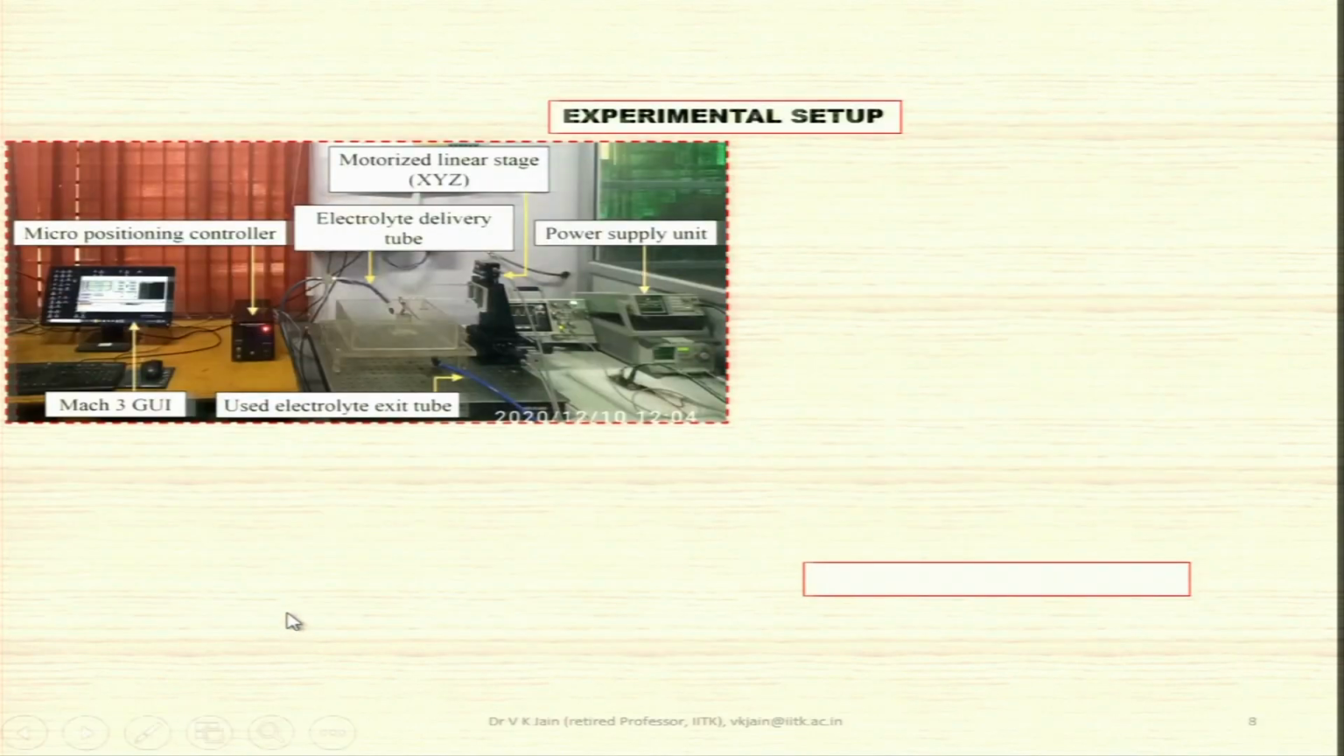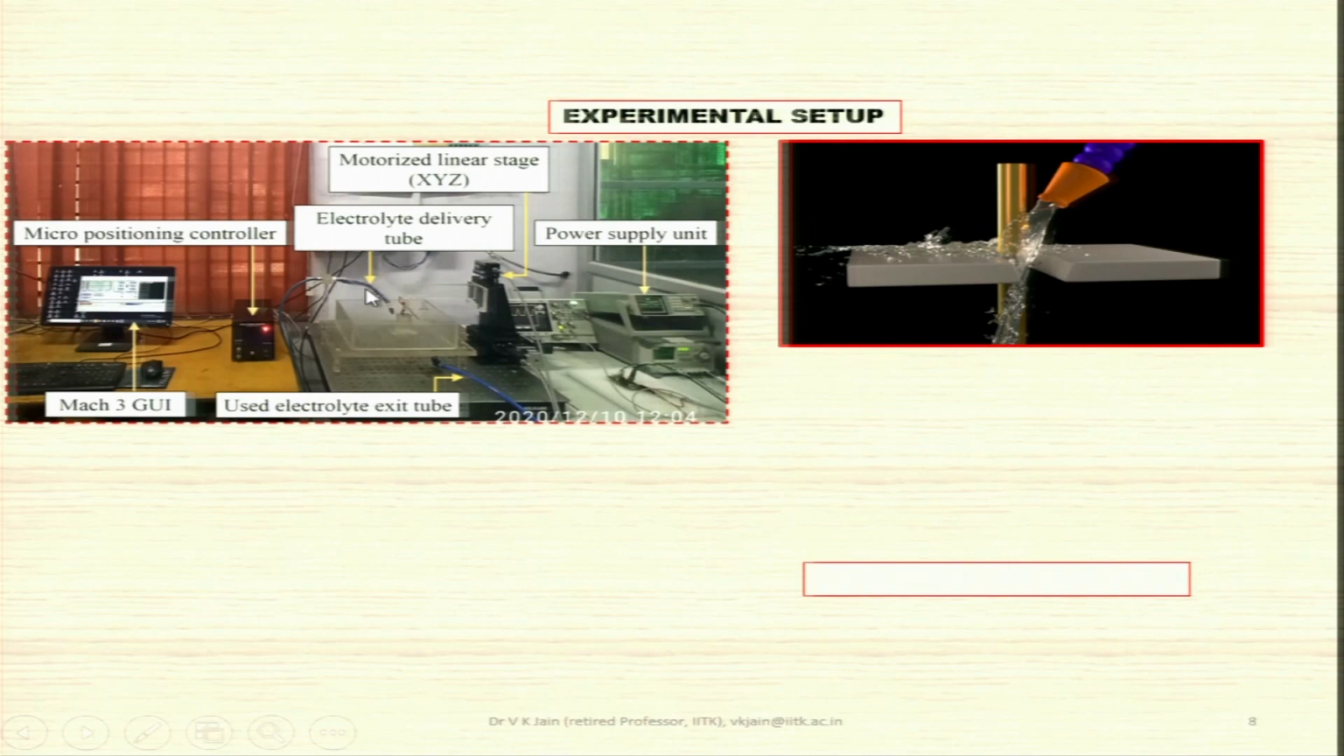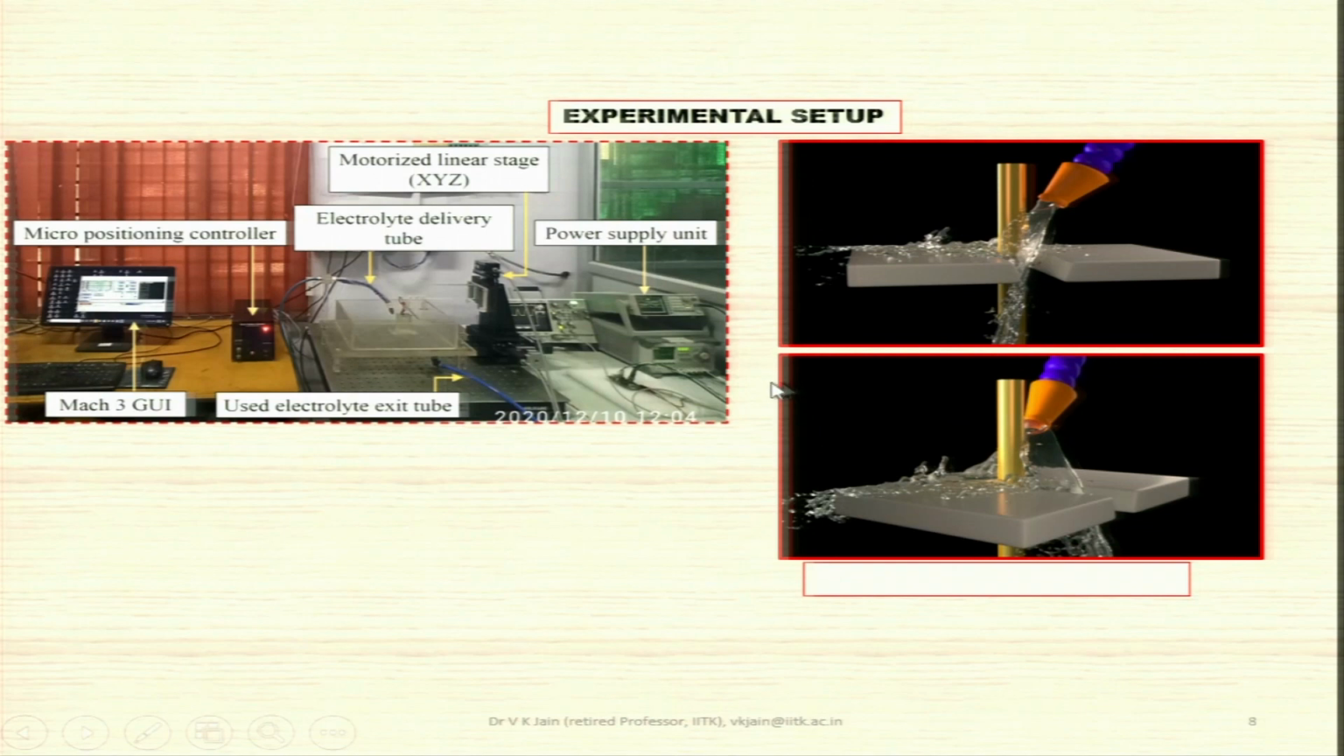Experimental setup: I have shown you a schematic diagram. This is the experimental setup that was designed and developed at IIT Kanpur. You can see the micro positioning controller over here, the Mach3 GUI, and the used electrolyte exit tube. This is the tube which takes the used electrolyte to the tank where it will be filtered before recirculation. And here is the motorized linear stage, XY or XYZ, the power supply unit is there, and the electrolyte tube is again there. And this is the schematic diagram. This is the wire, this is the electrolyte being supplied, and this is the workpiece being cut. This is another view, electrolyte and wire, same thing.